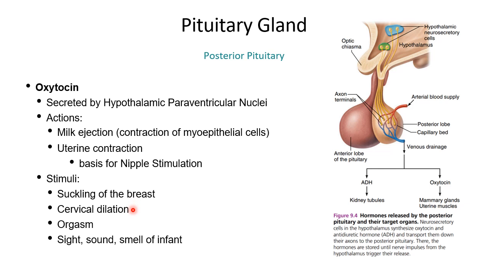Oxytocin also causes cervical dilation so that the opening into the vaginal canal increases and so labor progresses. Oxytocin is also released during orgasm and it is also released during perception of the infant. Once the mother sees the infant, the mother will automatically secrete oxytocin and preempt breastfeeding.